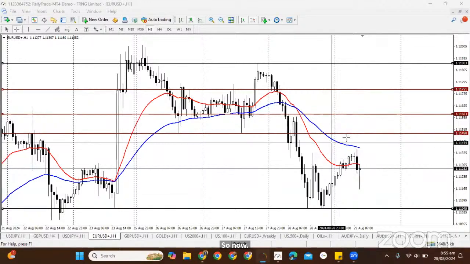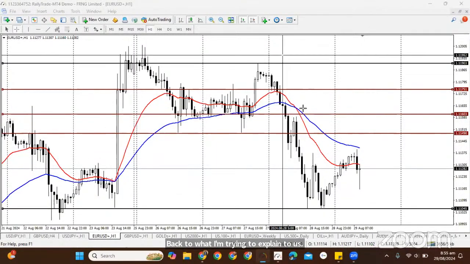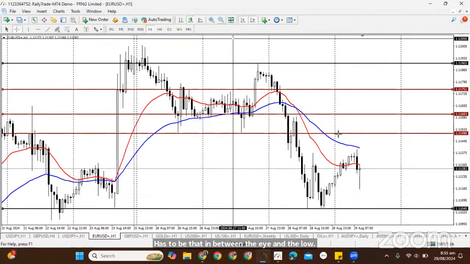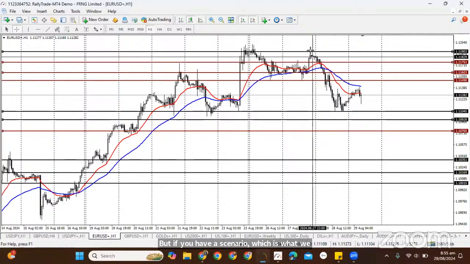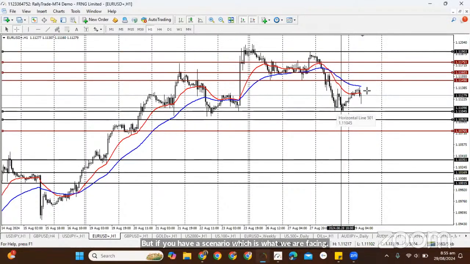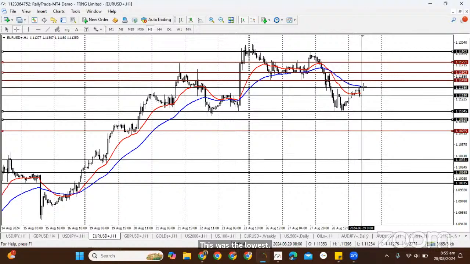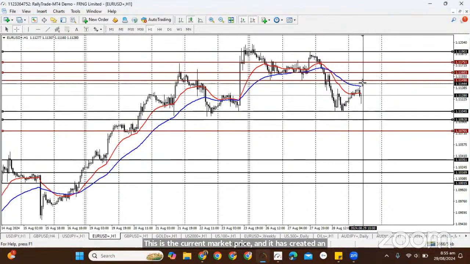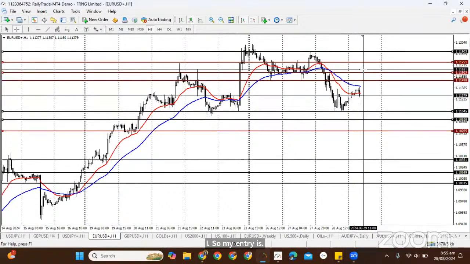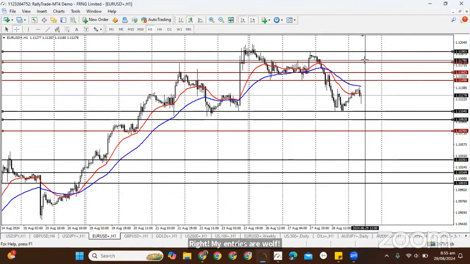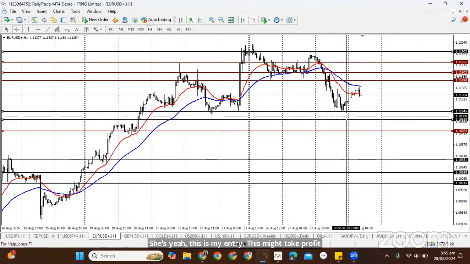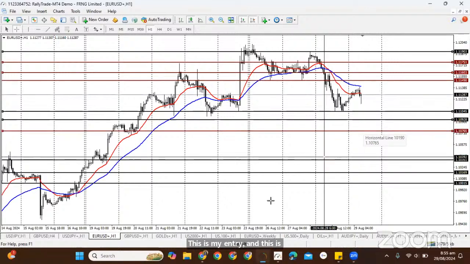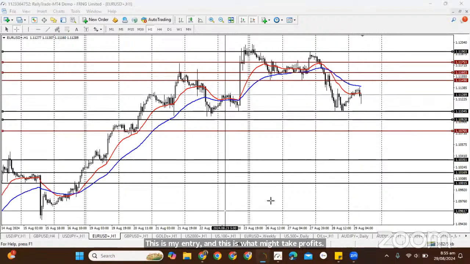Don't forget your pending order has to be in between the high and the low. But if you have a scenario, which is what we are facing currently, this was the highest, this was the lowest, this is the current market price, and it has created an high. So my entry is above here, right? My entry is above, which is here. This is my entry, this is my take profit. Now, for this sell stop, this is my entry, and this is my take profit, right? My entry and take profit.